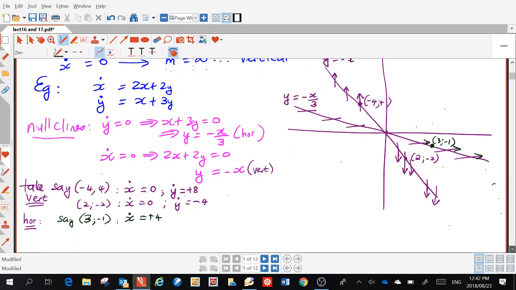On the other side, take minus 3, 1. Minus 3, 1. X dot will work out to be minus 6 plus 2, which is minus 4. So it's negative. That means I can now say all these things are flowing like that. So those are the flow lines.